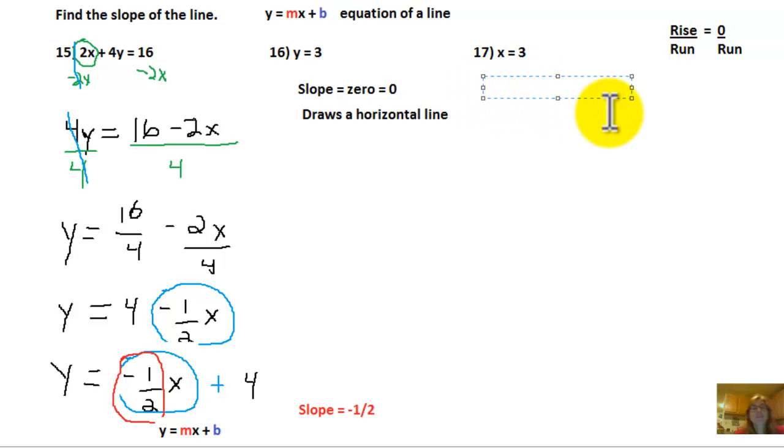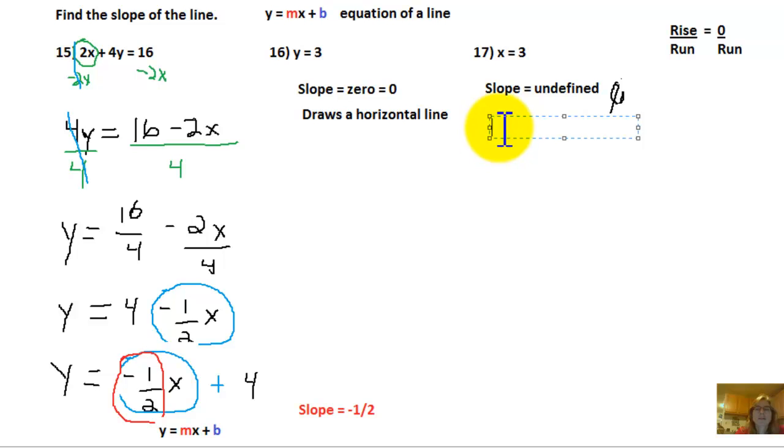For this one, you have a slope of undefined, and you should say undefined. Don't say no slope. The slope is undefined. And that is a symbol that looks like this. You would have a 0 with a slash through it. A 0 with a slash through it is undefined. And that's because this is a vertical line. Anytime you have x equal to a number, it draws a vertical line.